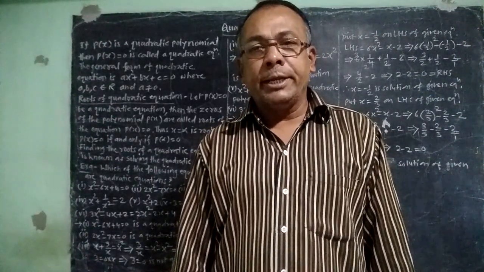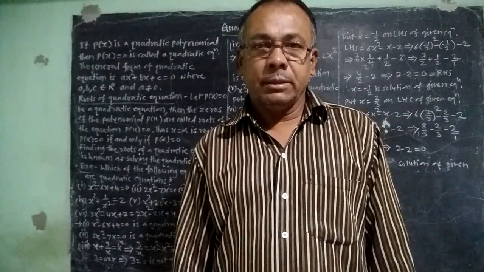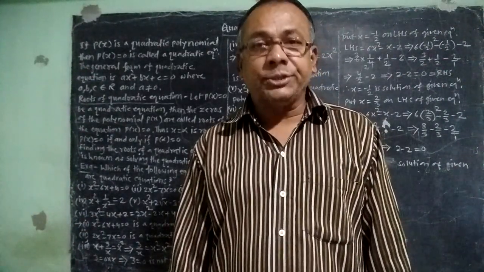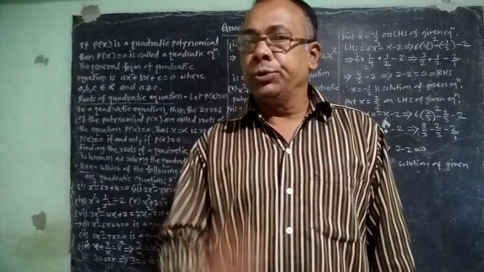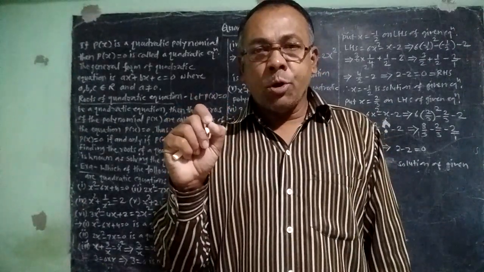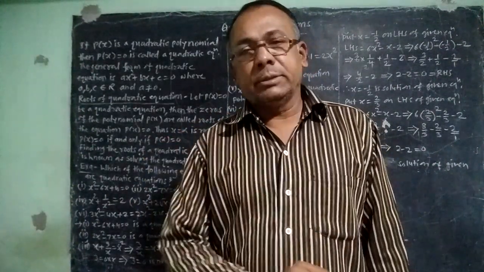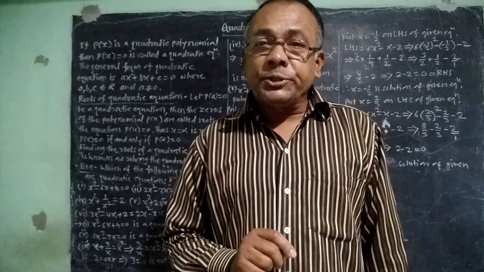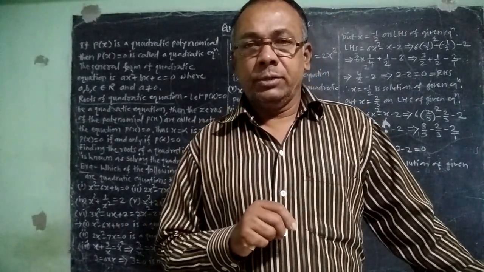The general form of the quadratic polynomial is ax square plus bx plus c, and the general form of the quadratic equation is ax square plus bx plus c is equal to 0, where a, b and c belong to the real numbers, but there is one condition: the coefficient of x square, or the value of a, should not be 0.